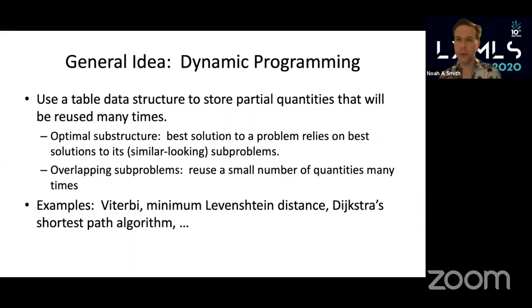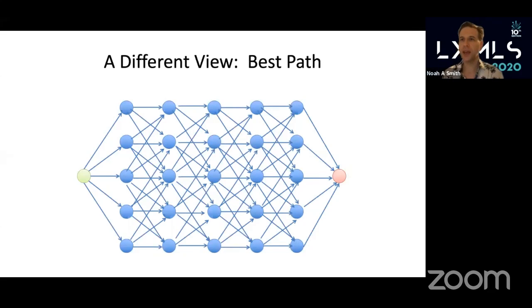Viterbi is one beautiful example of dynamic programming. If you've ever looked at string edit distance algorithms, the algorithm for Levenshtein distance is also dynamic programming. There's a view of Dijkstra's shortest path algorithm that is a dynamic programming algorithm. In fact, you could use Dijkstra's algorithm to solve the labeling problem with HMMs.